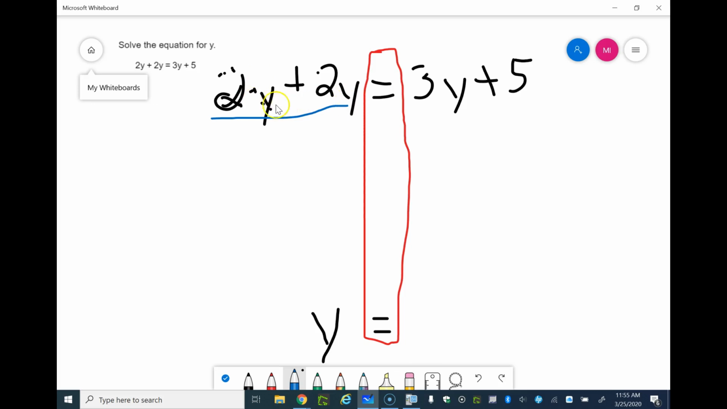Well, because both of these have y's, remember what we talked about, collecting like terms. We want to make sure we get each side of the wall straight before we start moving things over. So here we have 2y plus 2y, which is going to make 4y. And over here, we can't do anything to this 3y plus 5 because they're not like terms. So we're just going to write that down.